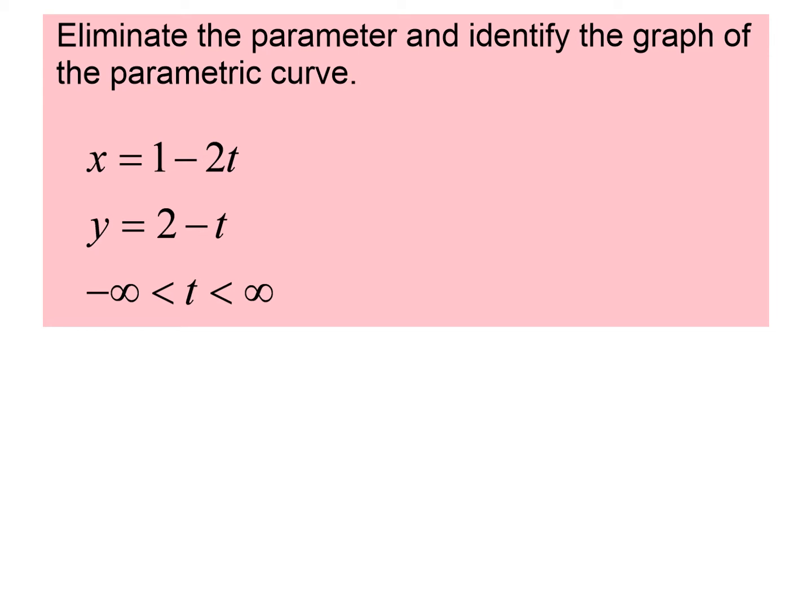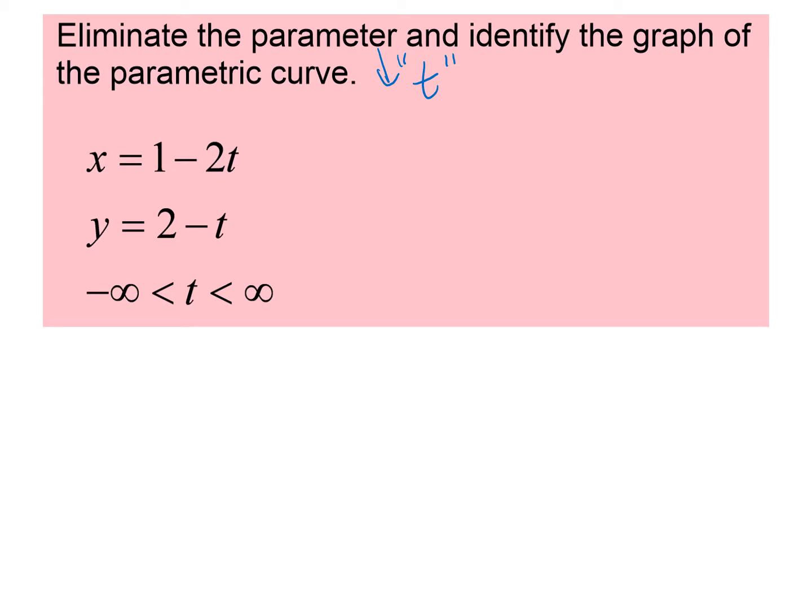The next thing I want to do, which is typically what we see as part of the North Carolina final exam, is where they ask us to eliminate the parameter, and again, remember the parameter is just t, and identify the graph of the parametric curve. So right now, let's say this was not calculator active, and I just had the pair of parametric equations, x equals 1 minus 2t and y equals 2 minus t. Given this, I have no idea what the graph looks like. So what I'm going to want to do here is eliminate the parameter. In other words, get rid of the t so that I only have x's and y's.